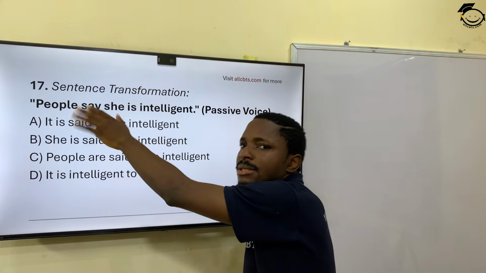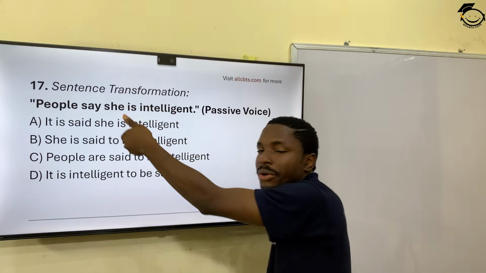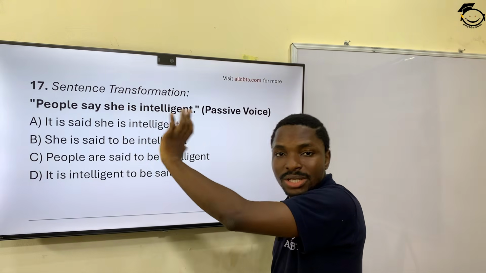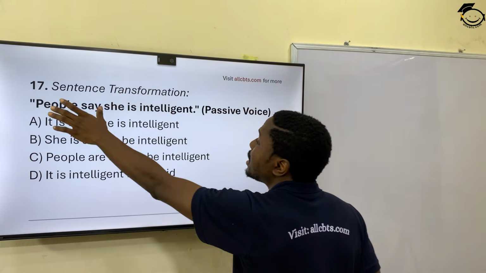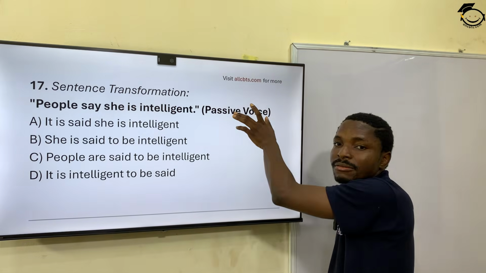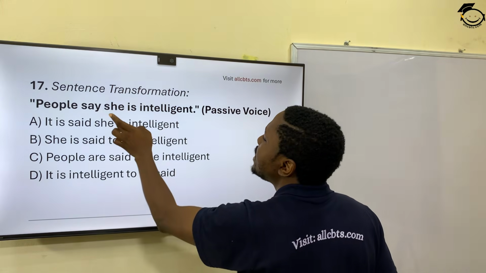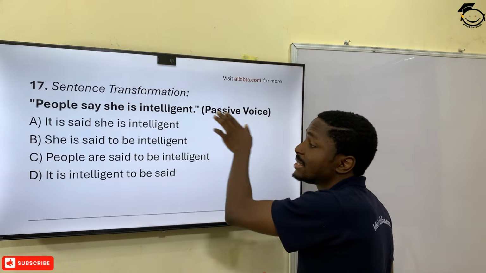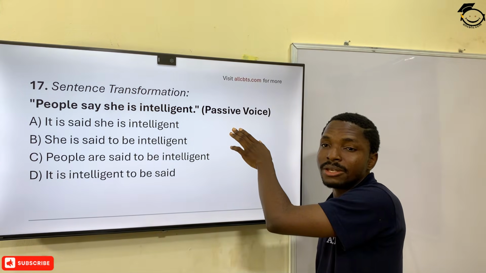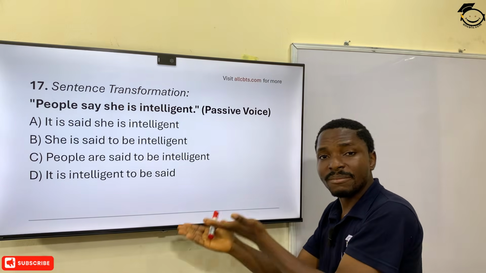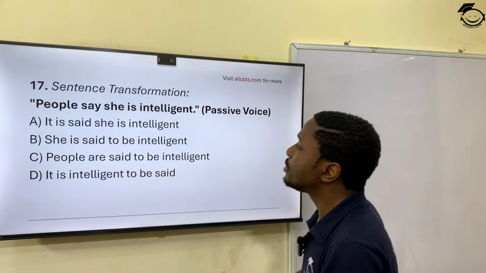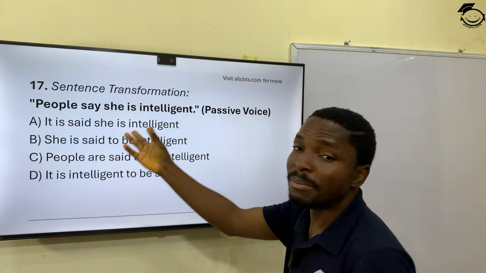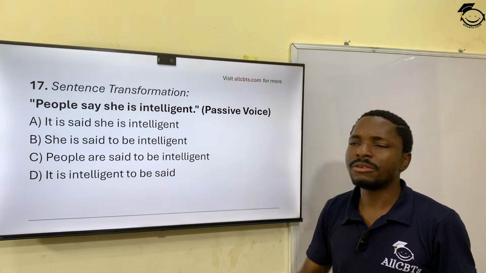Transform this particular sentence, or turn it around. That's what it's about. And what's this particular sentence? It's in the passive. Look at it. It says, people say she's intelligent. This is in the passive now. Okay, so put it in the active because we have passive and active. So people say she's intelligent. If you have to put it in the passive, what will it be from these options?